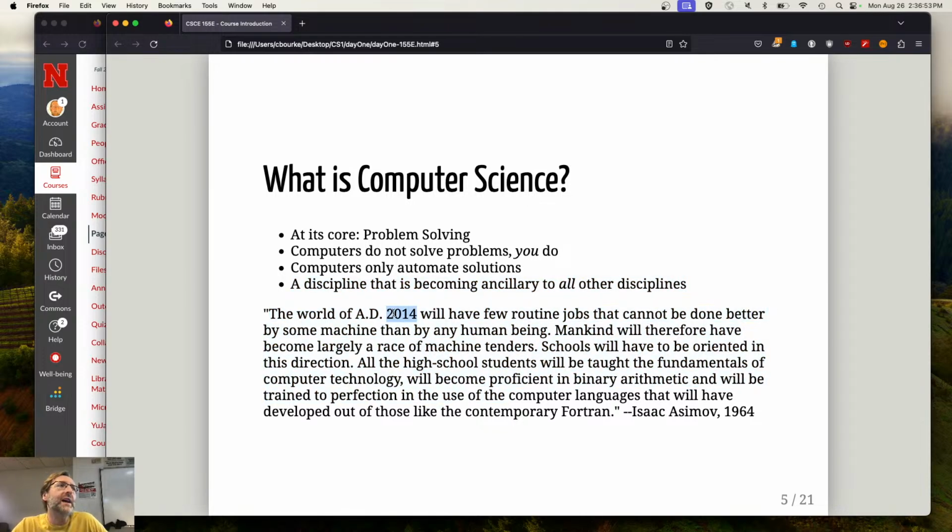We're not there yet. He was asked about 2014, and we're 10 years beyond that. But he said that there will be few routine jobs that cannot be done better by some machine than by some human. Therefore, mankind will have to become a race largely of machine tenders. Right? In the next 20 years, with automation, most of the lower level jobs that you see today will be gone, or they will be consolidated so that one person is tending the machines that 10 or 20 other people were doing today. Right? And you are on the forefront of that. You'll be the ones programming those machines and telling them what to do.